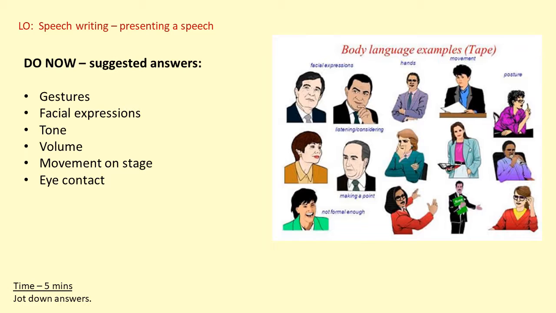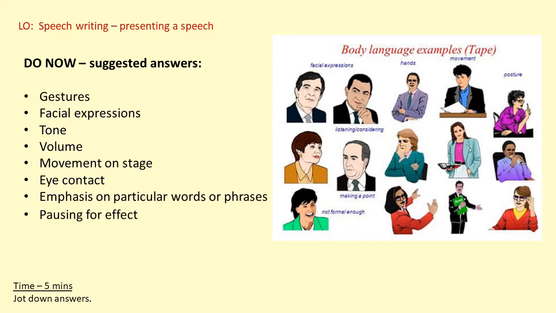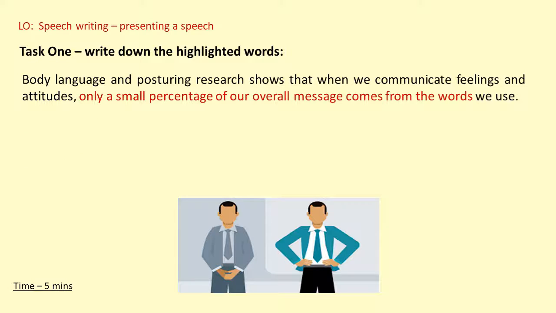Looking at specific people in your audience is really effective. Emphasis on particular words or phrases. So by emphasizing the key words or phrases, it helps get your point across really clearly. Pausing for effect. So after you've said something significant or at the end of a section, it's really helpful to pause to give your audience a chance for the message to sink in.